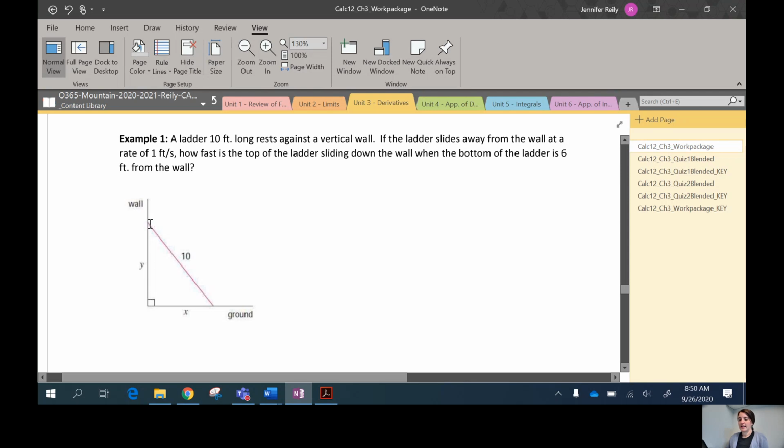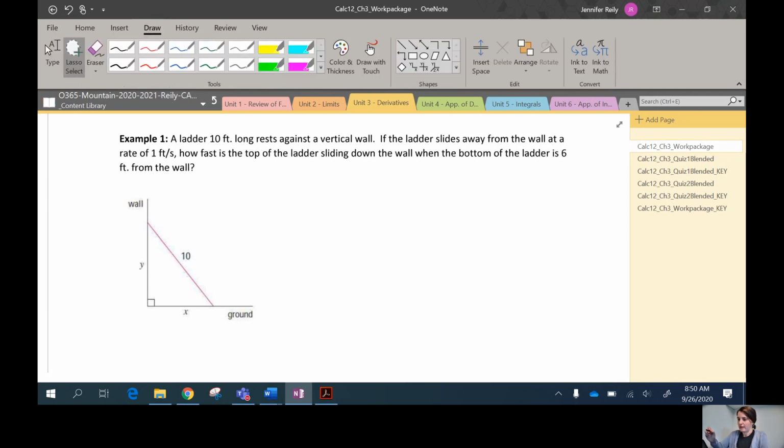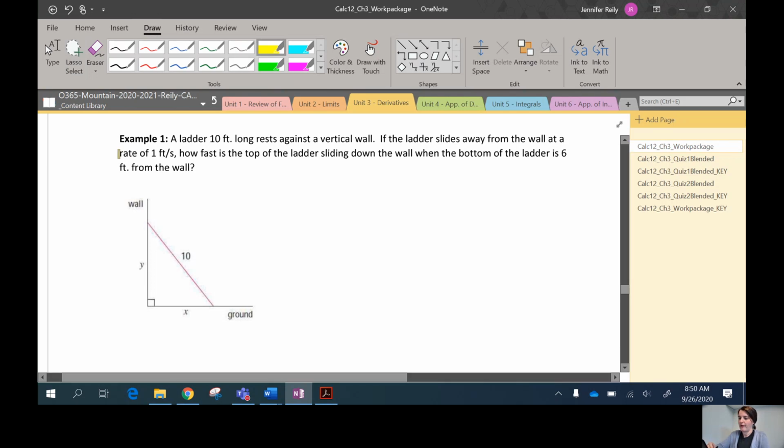So we have a ladder and it's leaning against a wall. The diagram here is very simple, but this red line here represents the ladder. It's 10 feet tall and it's sliding down the wall. So it's falling towards the ground. And we're given some information. We're given that the ladder is sliding away from the wall at a rate of 1 foot per second. And we are also told that the point that we're interested in is when the bottom of the ladder is 6 feet from the wall.